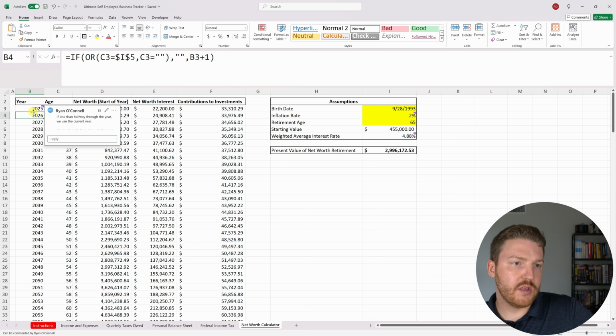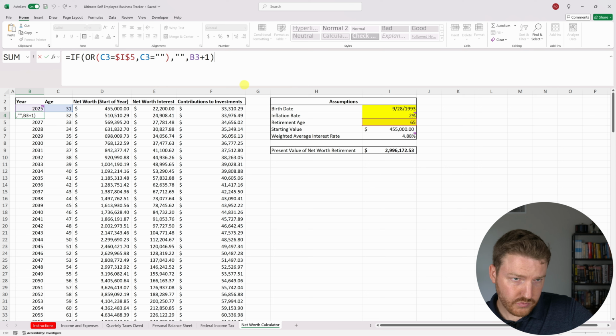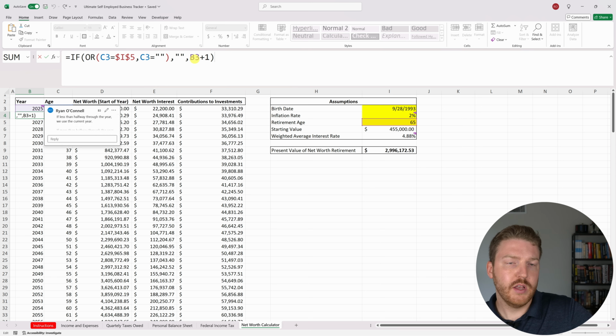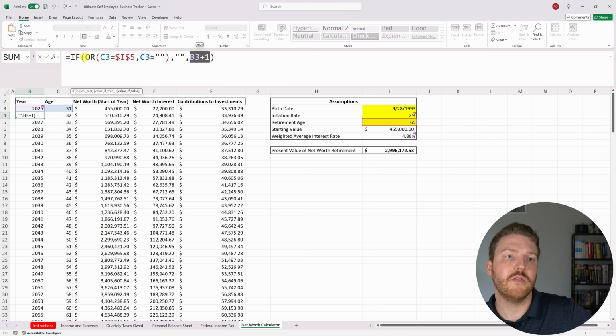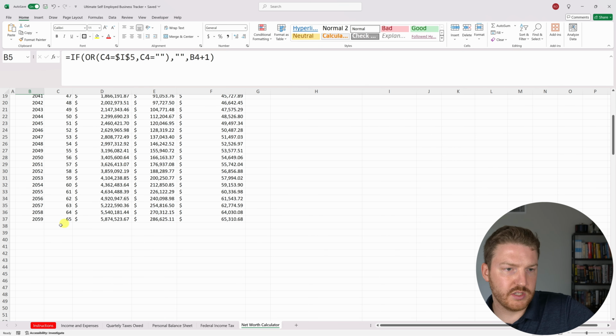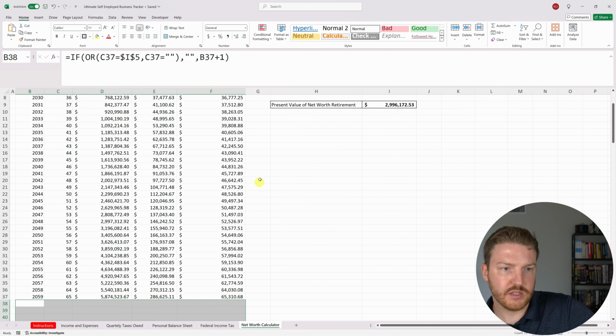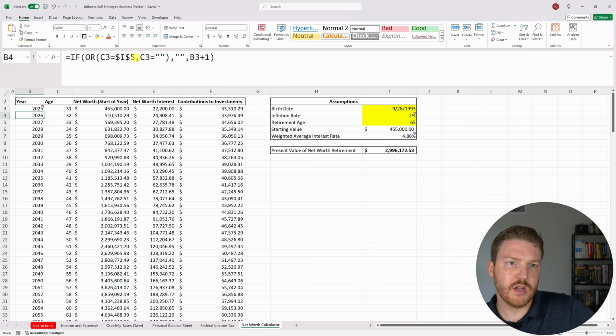So then for the next year, we're going to have a formula that's basically going to look at the previous year and increase it by 1 if it doesn't match either of these conditions. So it's IF, and then we have OR. There are two conditions that if they happen, we will no longer continue this table. One is that if C3, the age, is equal to the retirement age, so the age from the previous row equals the retirement age, then we know that our table just needs to stop, right? That's why this table just stops at 65, because that's when we want to retire.